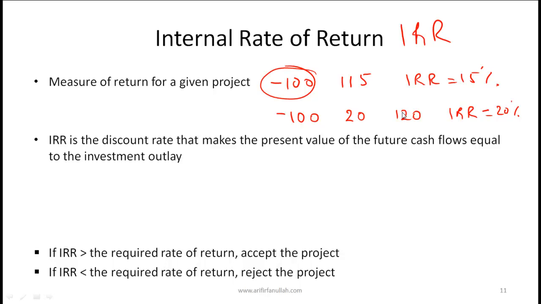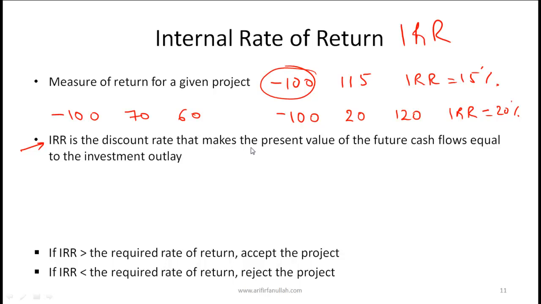Now things can get slightly complicated if the numbers are like this. So let's say you have invested 100 and then after 1 year you get 70 and after 2 years you get 60. So what's the IRR here? Now this is not easy to calculate, so we need to know a definition that will allow us to calculate IRR, and that definition is given right here.